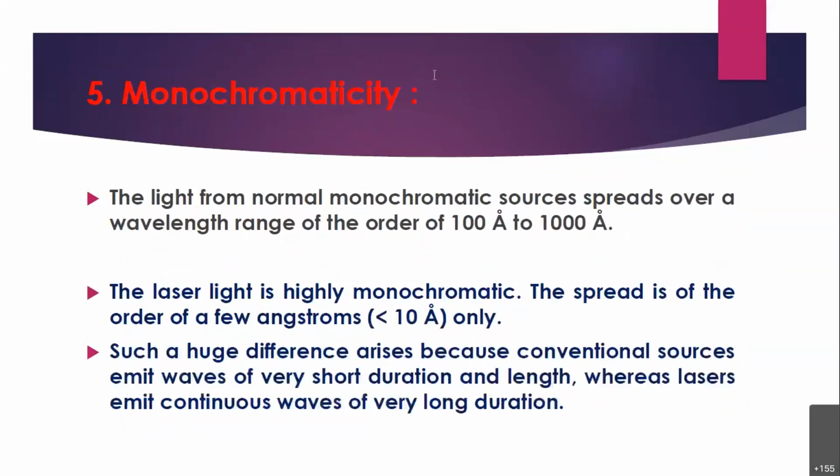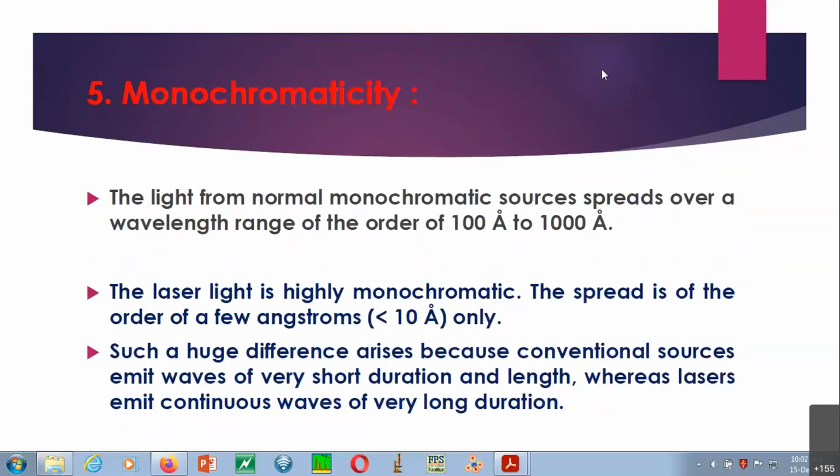Let me go through the next one, monochromatic. Someone was asking earlier also what the range is. Light from a normal source spreads over a wide wavelength range, so it is not monochromatic because of the large spread. But laser light is highly monochromatic, because the spread in wavelength is less than 10 angstrom. So the spread is very small, and the smaller the spread, the more monochromatic your light is. So that is why we are using this.